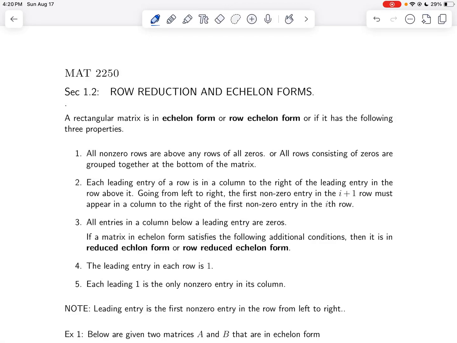Section 1.2: Row Reduction and Echelon Row Forms.